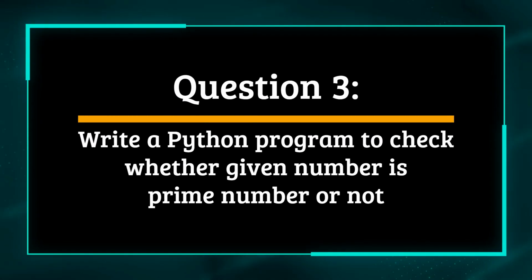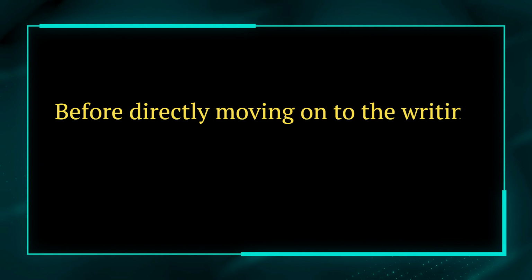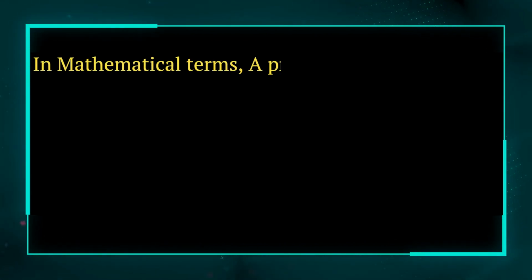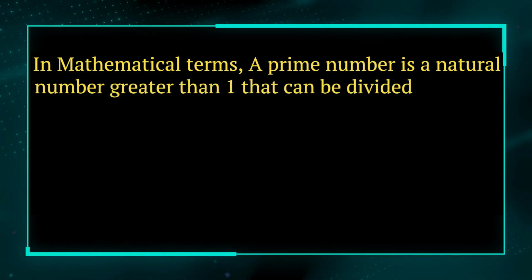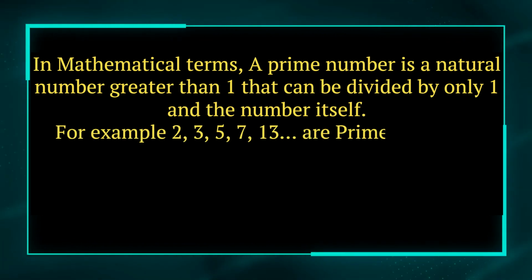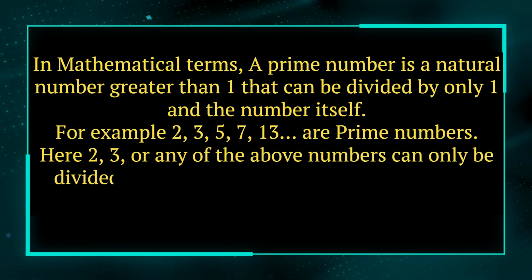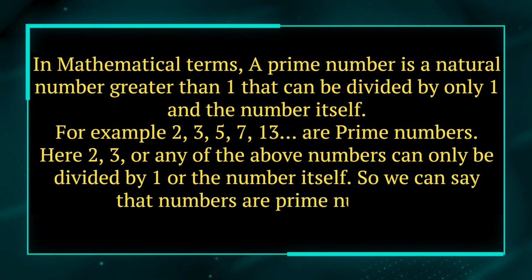Question 3. Write a Python program to check whether a given number is prime number or not. Before directly moving on to writing the prime number program in Python, let's understand what a prime number is. In mathematical terms, a prime number is a natural number greater than 1 that can be divided by only 1 and the number itself. For example, 2, 3, 5, 7, 13 are prime numbers. Here 2, 3, or any of these numbers can only be divided by 1 or the number itself. So we can say that these numbers are prime numbers.